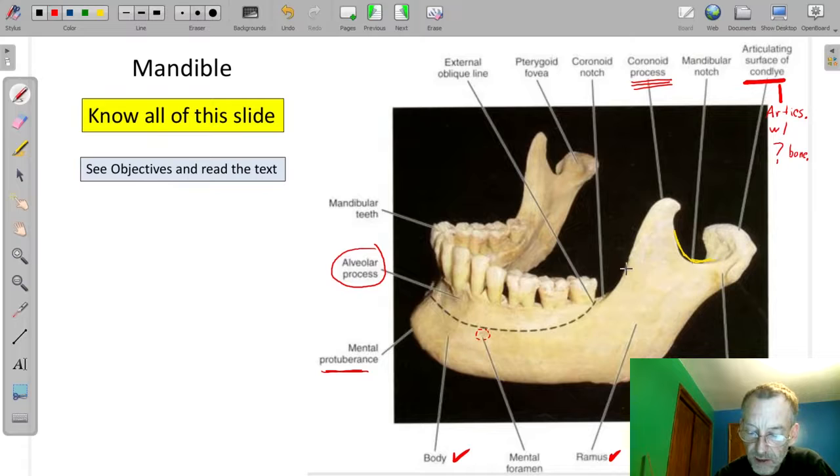It doesn't show well in this view, but it's this sort of concave inward depression of the mandible. Another slide will show that a little bit better. And then we have this external oblique line, which is not shown well. It goes off something like that. It's better in a different slide. Okay, so let's go to another slide.